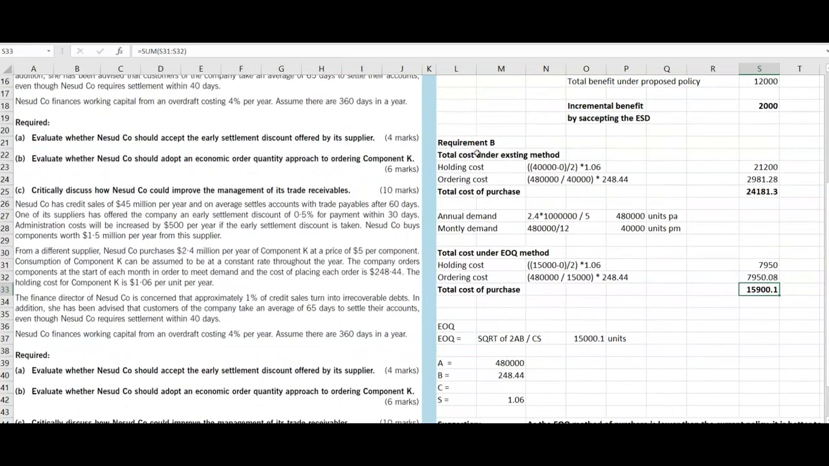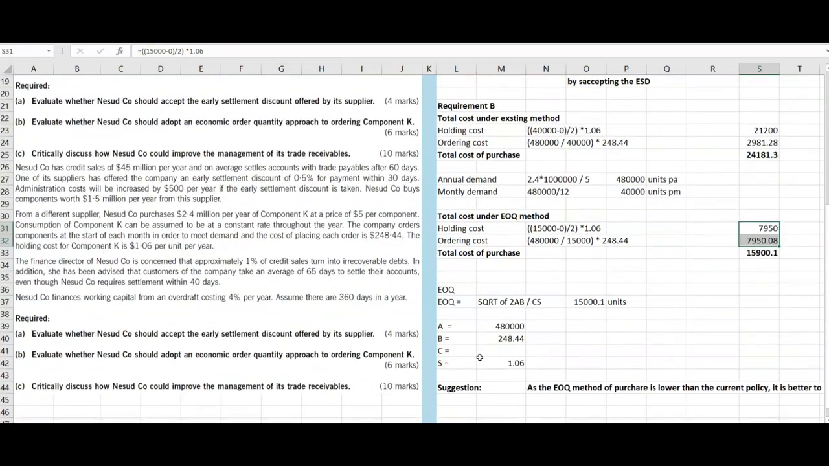See, when compared to normal problems, we have not taken the purchase price. The reason is the purchase price is going to be the same. There's no discount offered in the purchase price, whether ordering through EOQ or the existing method. So what we do is we ignore the common purchase cost, and we just take the numbers which will differ under both the methods. So that's about this problem. So we have worked out both the problems.